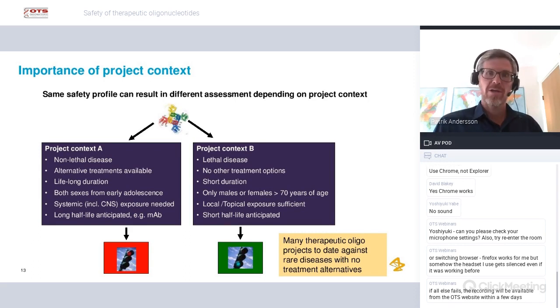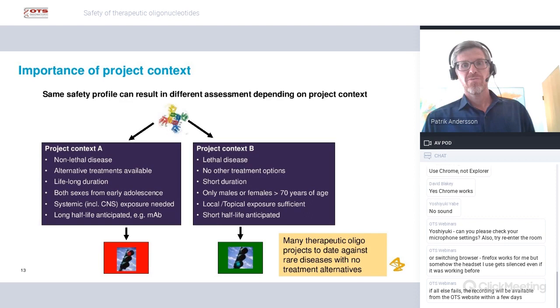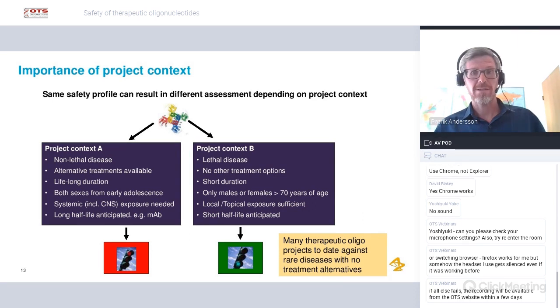However, if you have a different project context, the same tox findings, but you have a lethal disease, there are no other treatment options, short durations, perhaps it's very old patients, and you have local topical exposure sufficient, so you will not go systemic, and perhaps you have a short half-life anticipated, then perhaps in that context, it's fully acceptable to have those findings. So in this context, I will come back to that as well, that many therapeutic oligo projects to date have been to more rare disease with very few treatment alternatives.